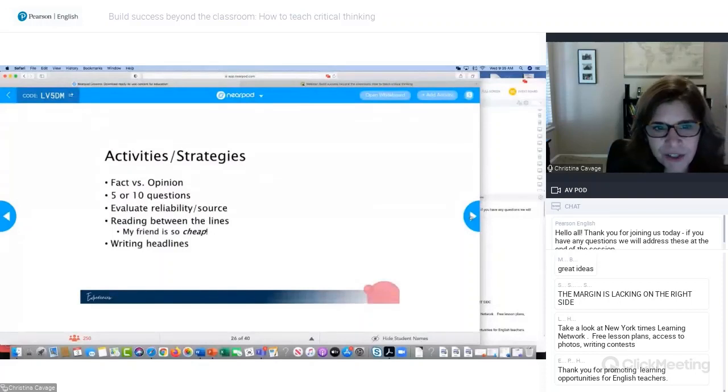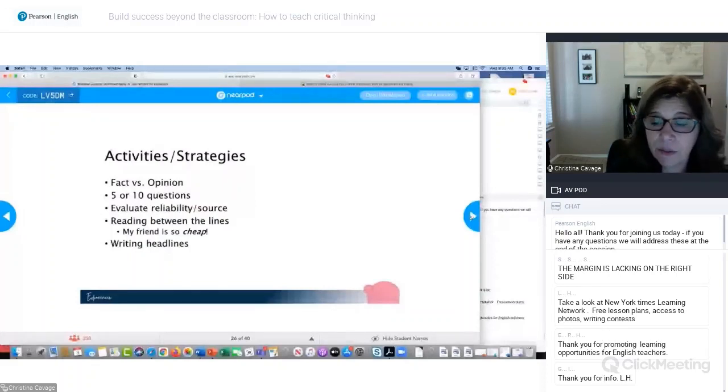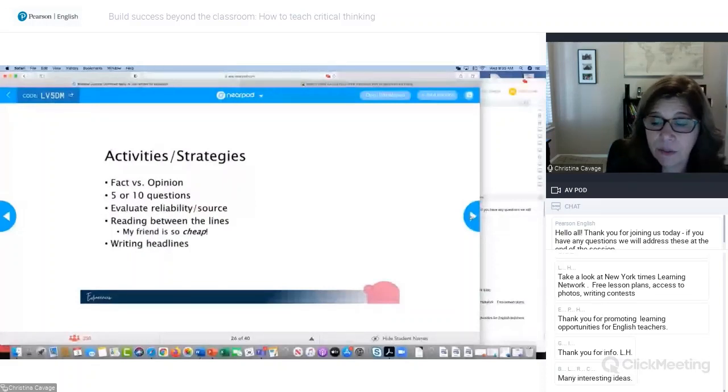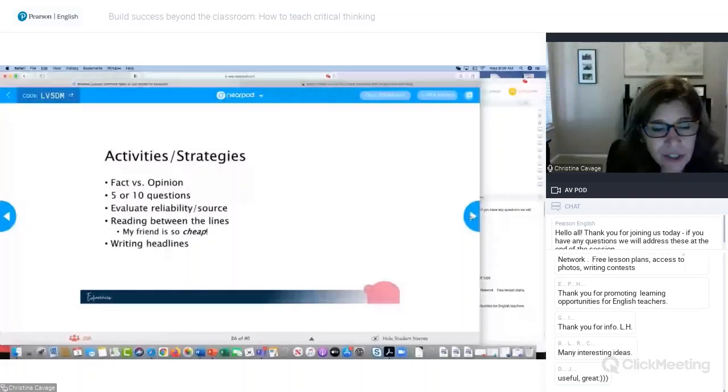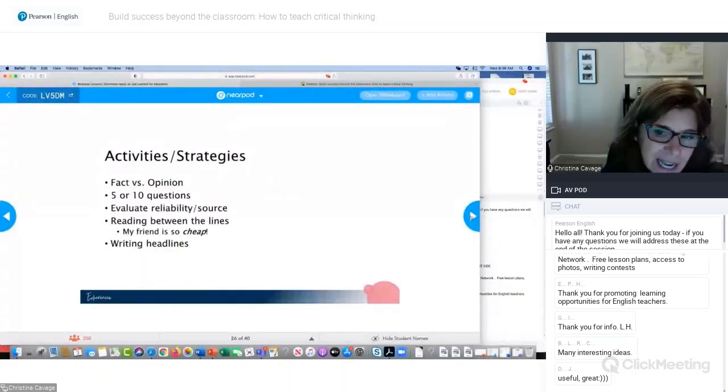Then 5 or 10 questions. Having one student come up to the class, maybe using a vocabulary word that you have gone over in class, and the other students asking 5 or 10 questions about that word. Is it an activity? Do we do this activity every day? Do all people do this activity? Those are great engagement activities in the classroom that build that critical thinking.